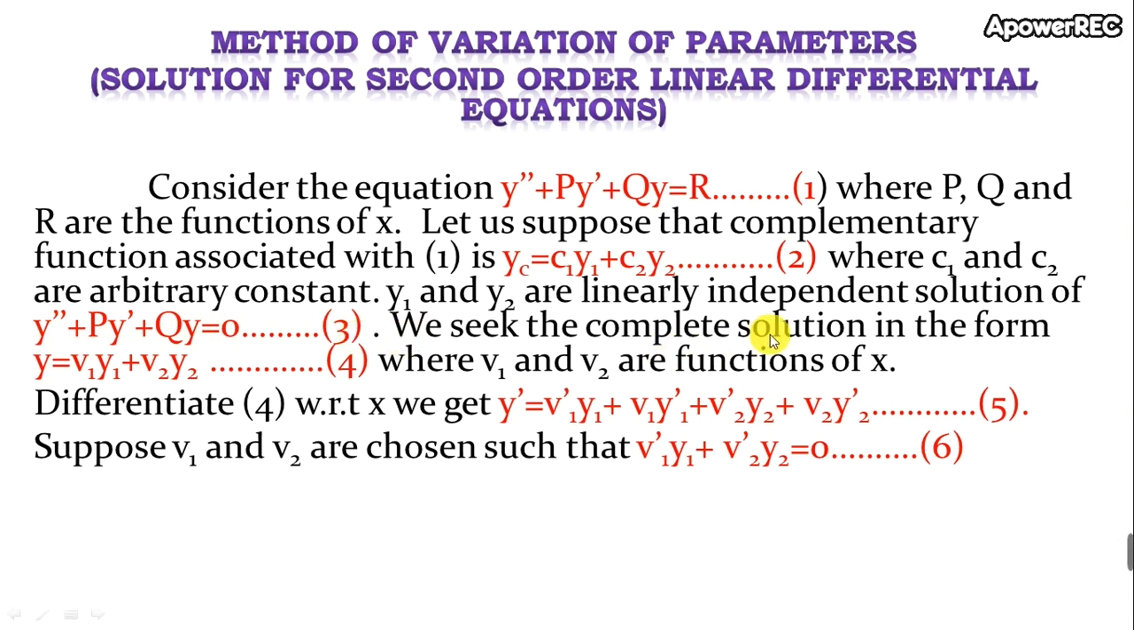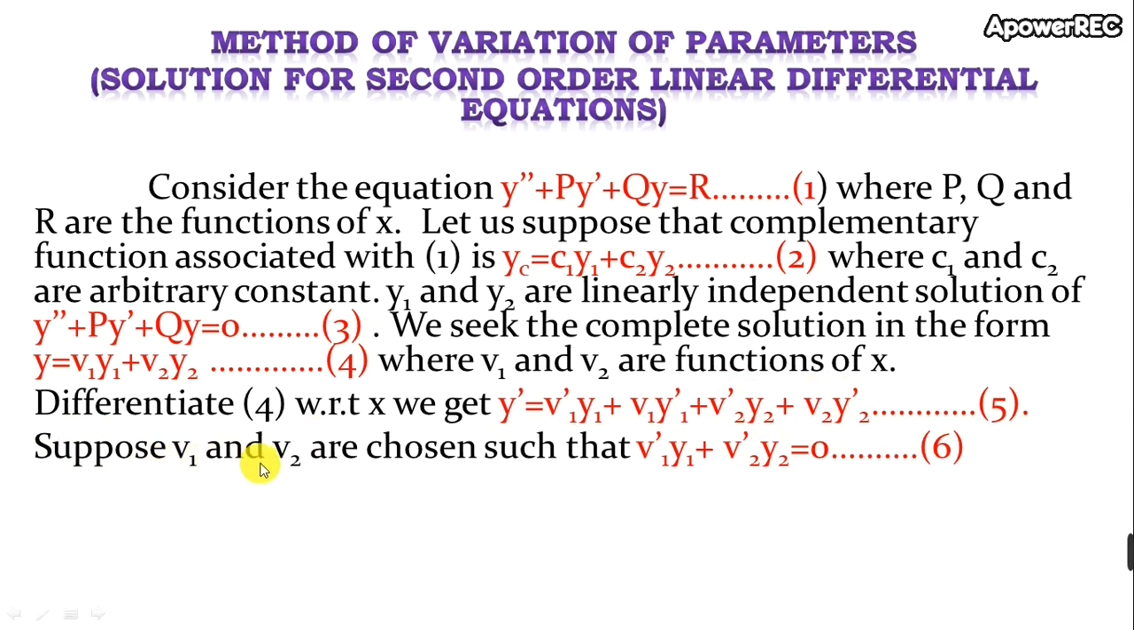We seek a complete solution in the form y is equal to v1 into y1 plus v2 into y2 in the variation of parameter method. I denote that as equation 4, where v1 and v2 are functions of x. Differentiate equation 4 with respect to x. We get y dash is equal to v1 dash into y1 plus v1 into y1 dash plus v2 dash into y2 plus v2 into y2 dash. Here we are applying the product rule of differentiation. I denote this as equation 5.